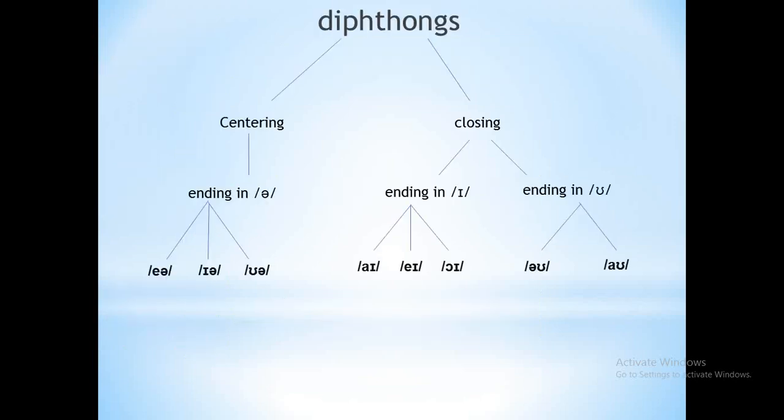Diphthongs are divided into two parts. The first one is centering, ending with a schwa, like air, ear and ua, and we have closing diphthongs, ending with a, like I, like a and like oi, and we have ending with o, like o, like ow.